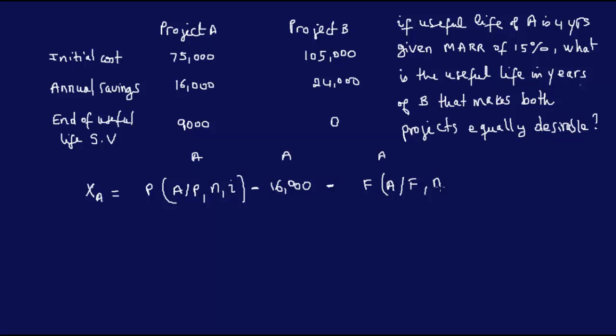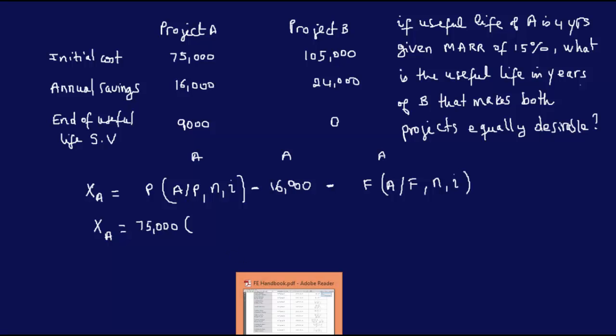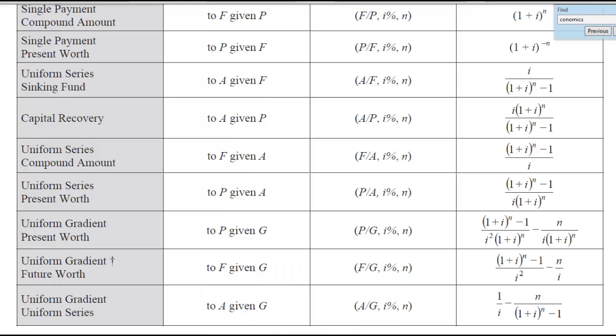So N and then I, of course. This is for project A, so we can go ahead and calculate our amount A. Remember, we are asked to find the number of years for project B to be equal to project A. Okay, so I have 75,000 here. Now for this particular value, A/P, N is 4 years, I is 15%. So I can go to the table and look for A/P, 4 and 15%.